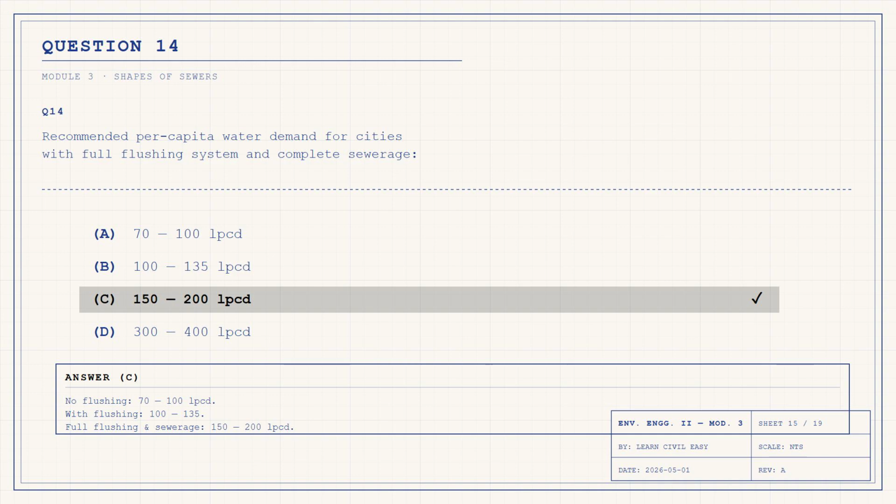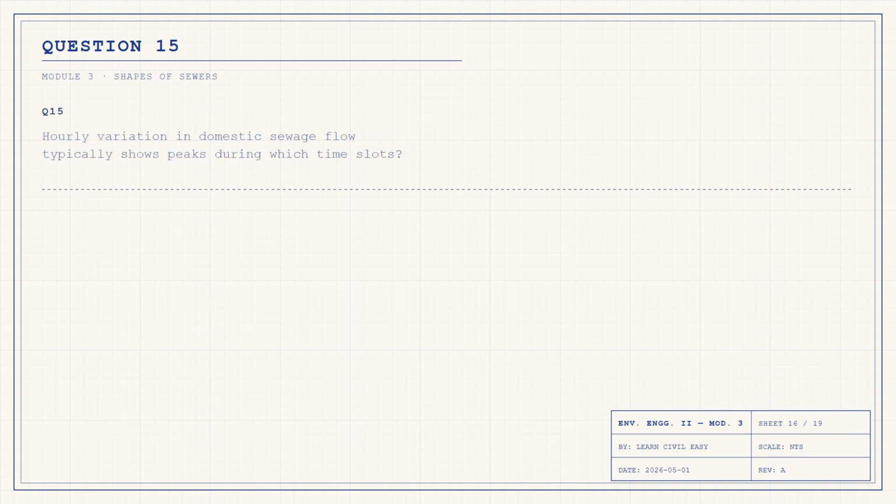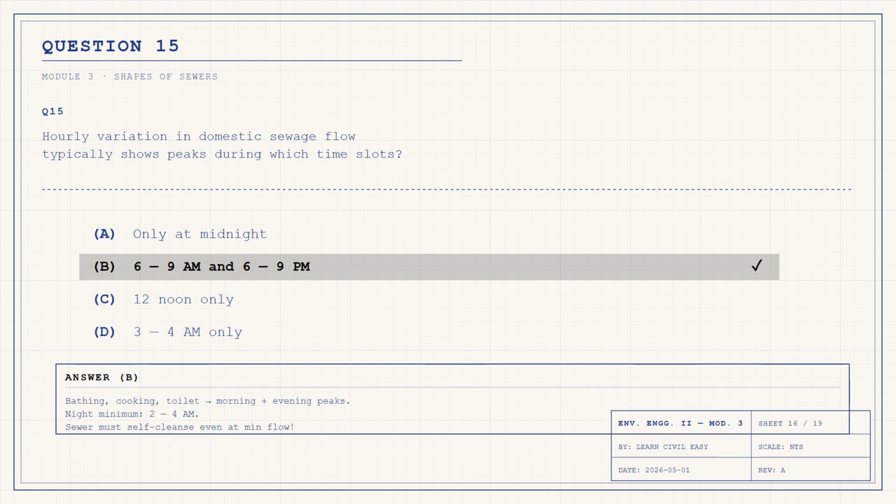Question 15. Hourly variation peaks in domestic sewage. The correct answer is B, 6 to 9 am and 6 to 9 pm. Bathing, cooking and toilet use peak in the morning and evening. The night minimum is around 2 to 4 am. Sewer must remain self-cleansing even at this minimum flow.